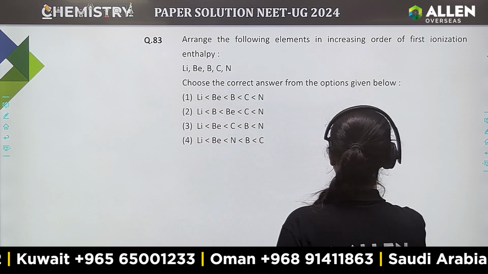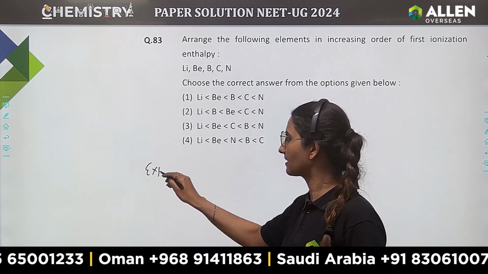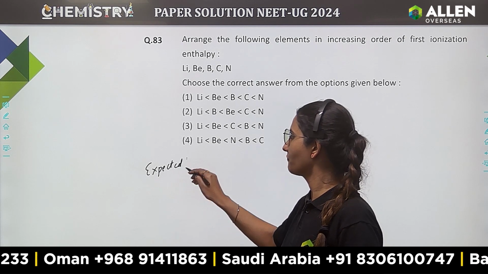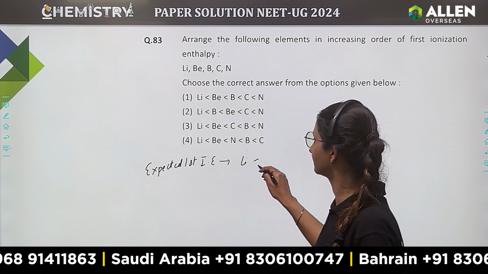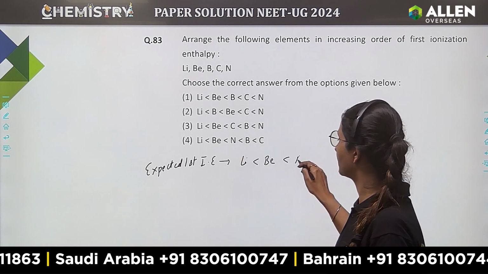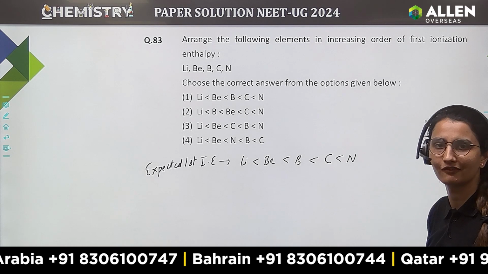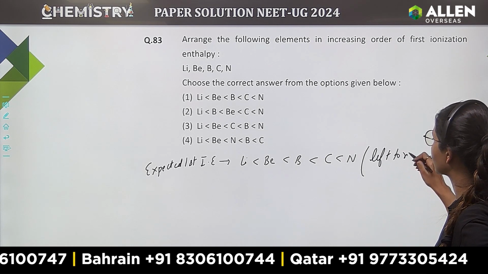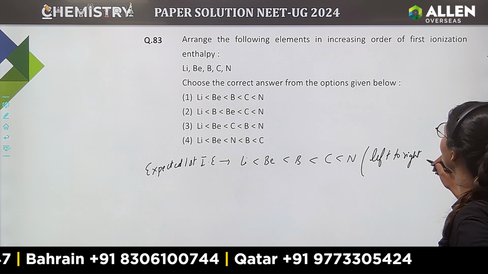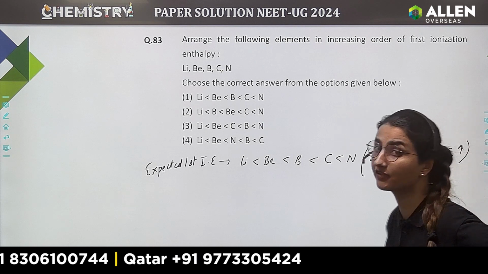Next, students, we have to arrange. The expected first IE order is Li, Be, B, C, then N. Why expected? Because left to right size decreases, correct? So ionization enthalpy increases. It is difficult to remove the electron.